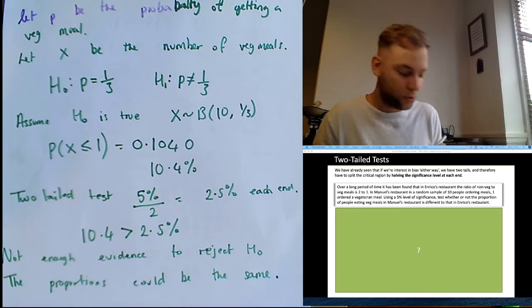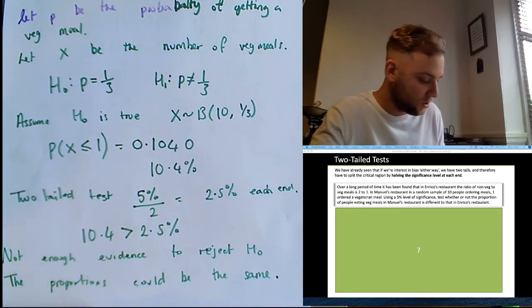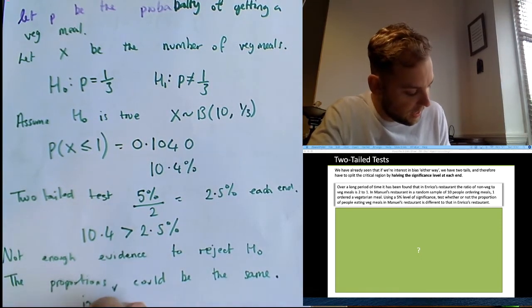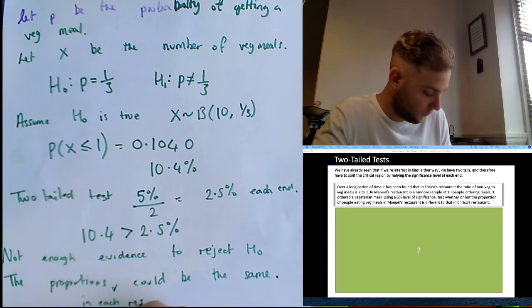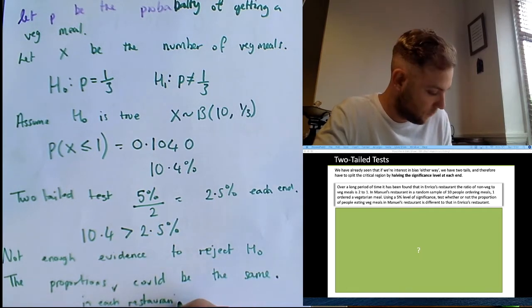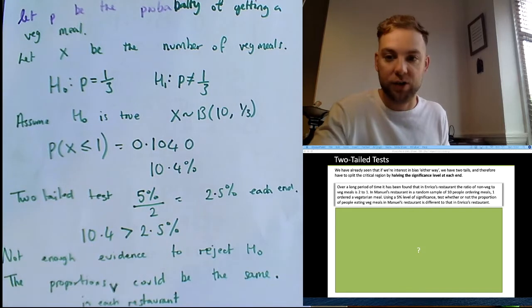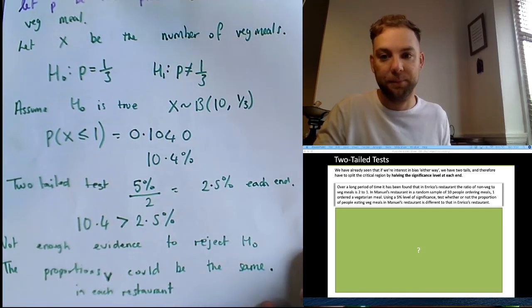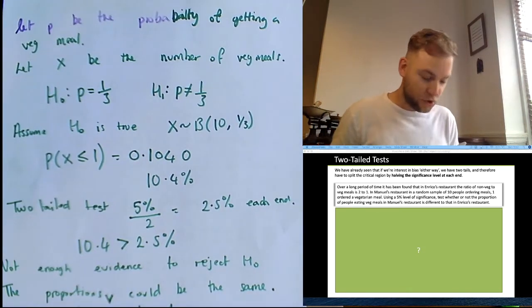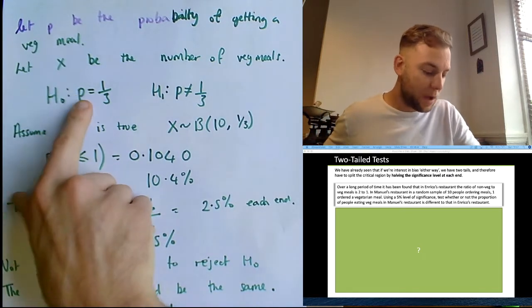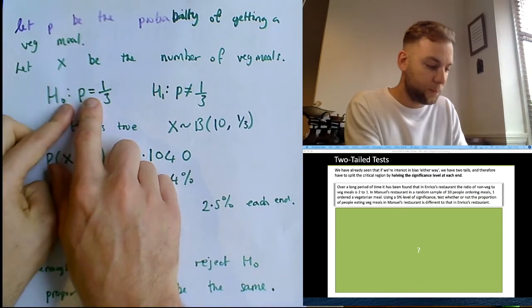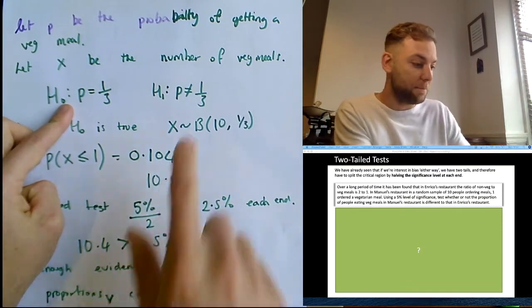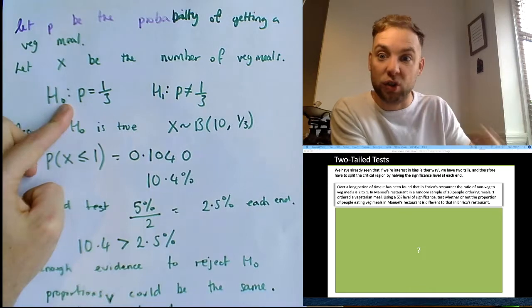Okay, so the proportions, I should probably say in each restaurant, the proportions in each restaurant could be the same. Let's just make it really, really clear. We've got our original proportions, which we knew for Enrico's. We're saying, are the proportions in Manuel's different? So are they just not the same?